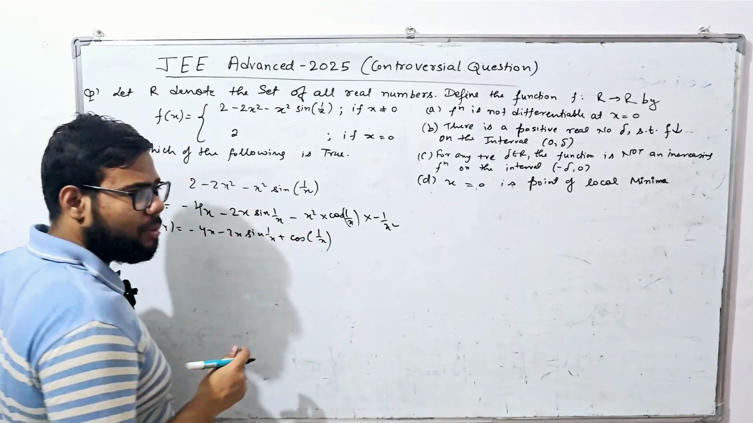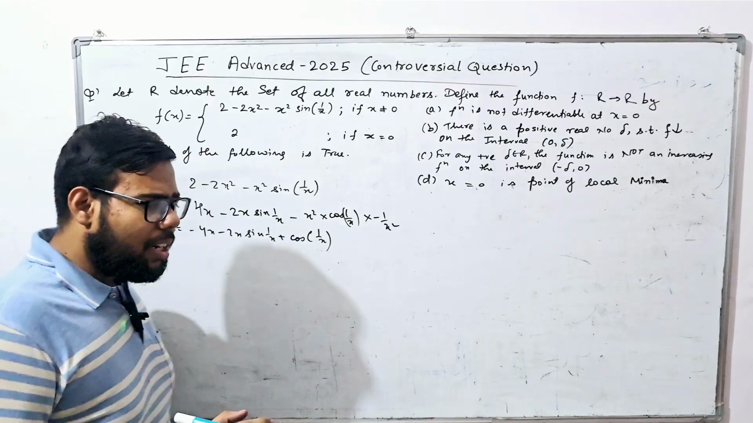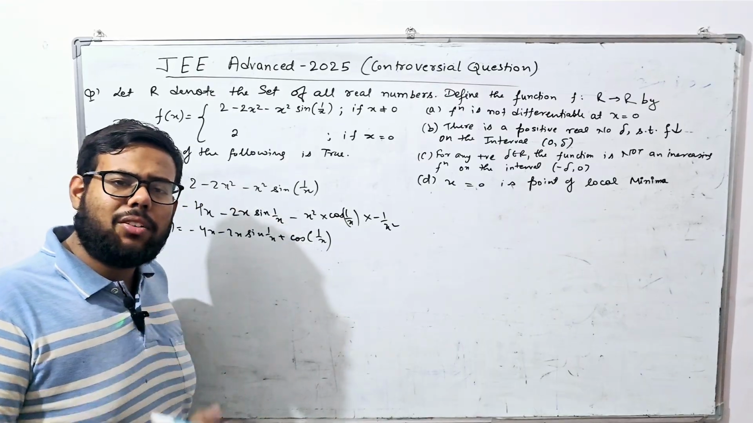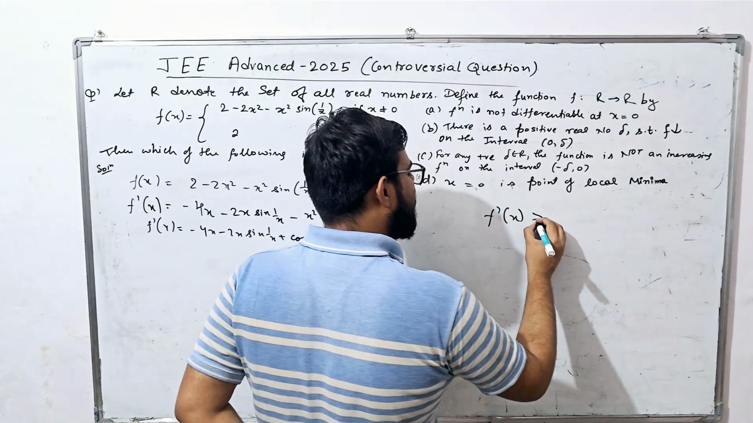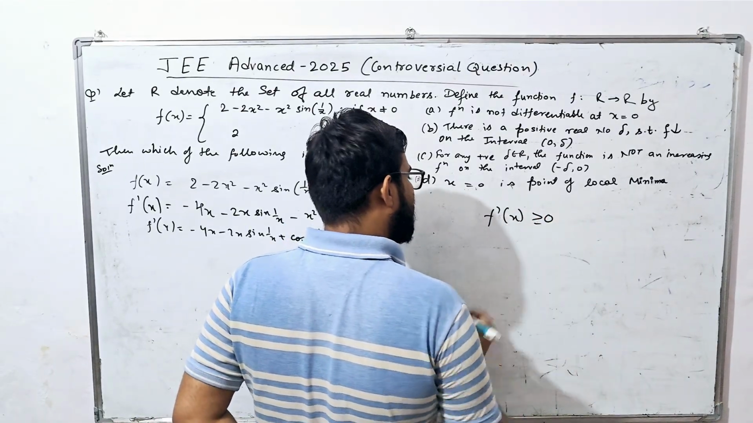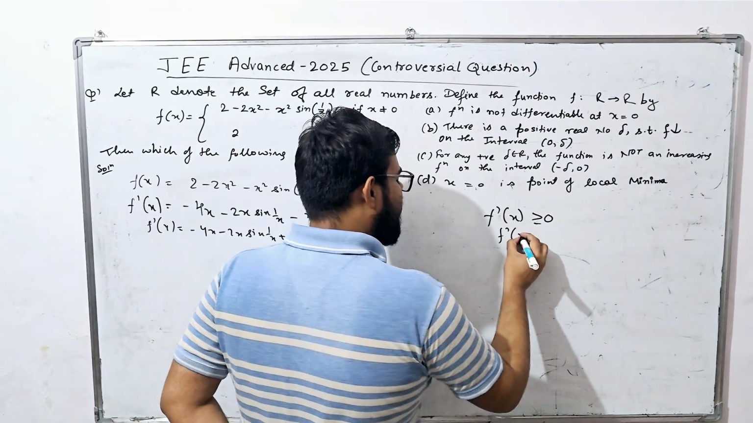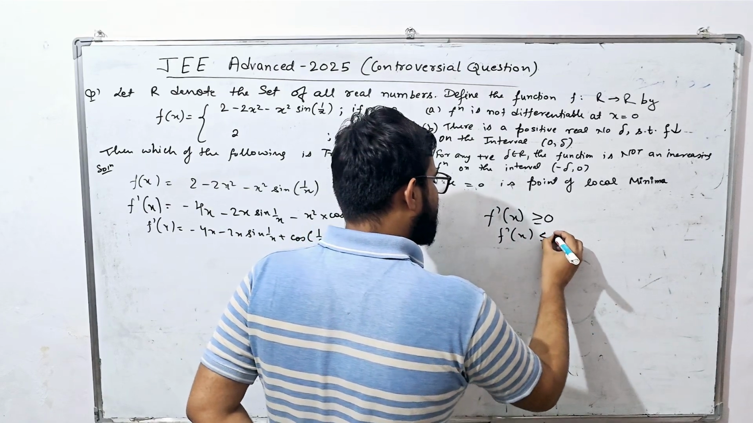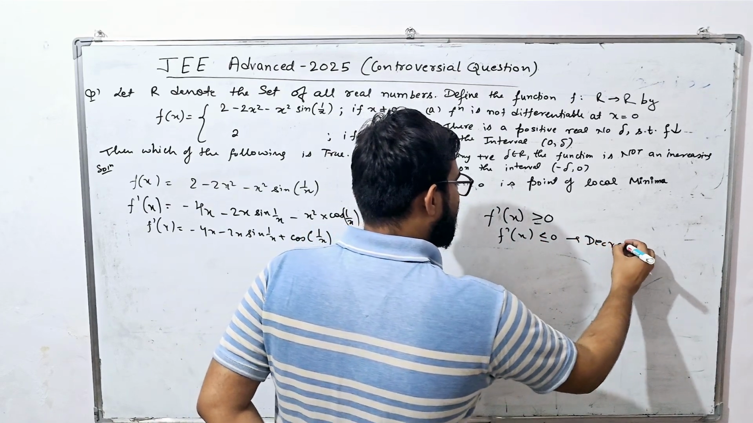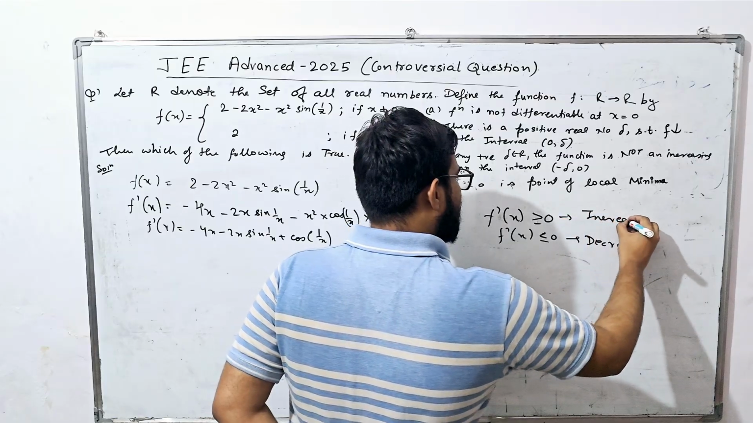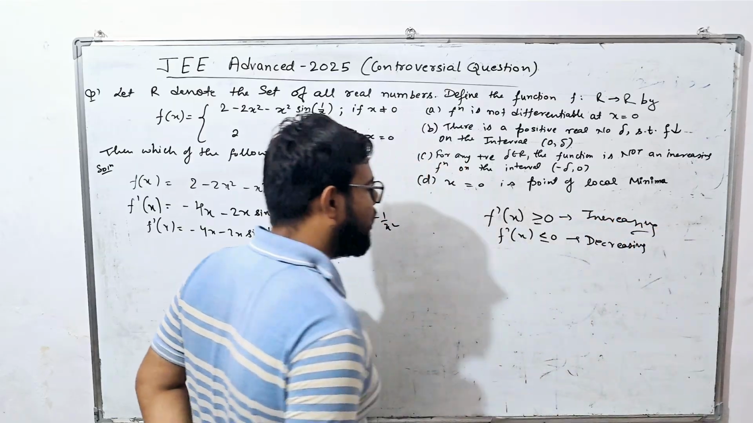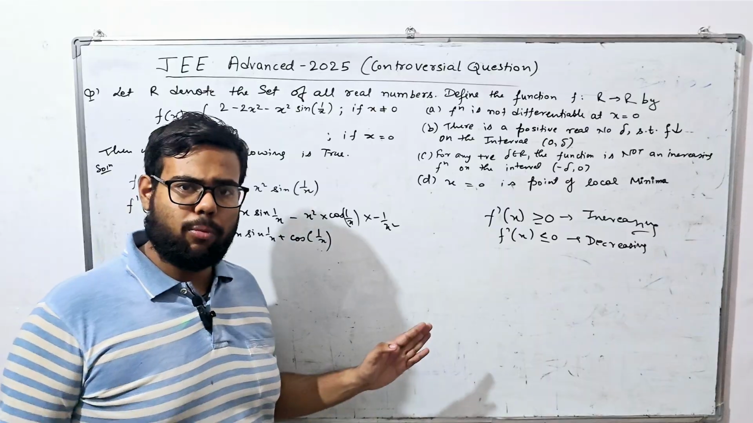Now what is the condition to be increasing or decreasing? You know that f'(x) should be greater than or equal to 0 for increasing, or f'(x) must be less than or equal to 0 for decreasing, correct? Makes sense? We are checking for the slope actually.